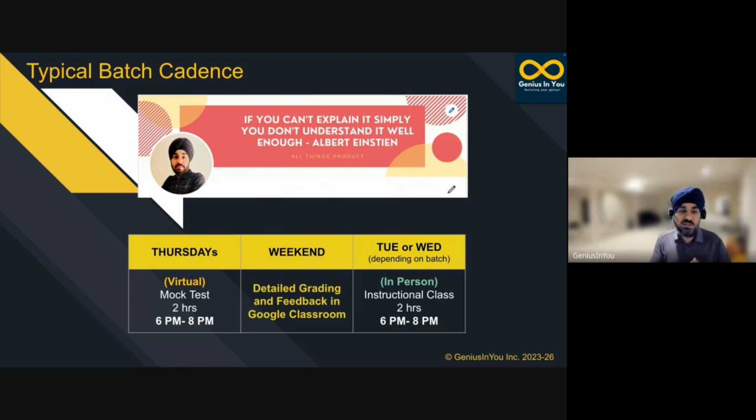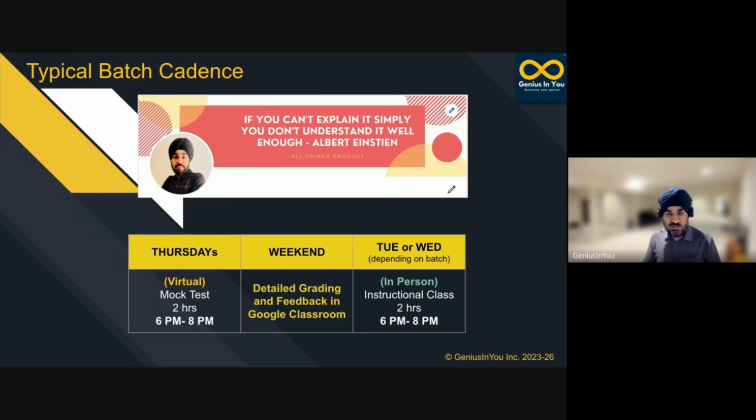They have to join me on Thursday 6 to 8 to take the test. Initially it will be 1.5 hours, but slowly we'll make it timed. In the first couple of weeks, I don't even time it, I just give them time to solve it. Slowly we do the time-based test starting from August onwards, but I keep that 2-hour window for the test.